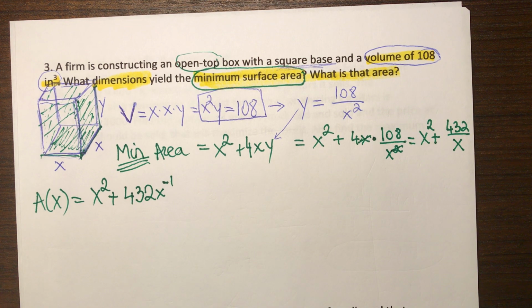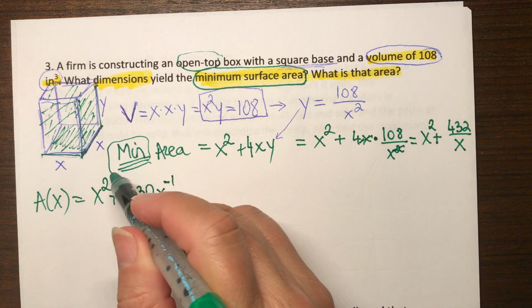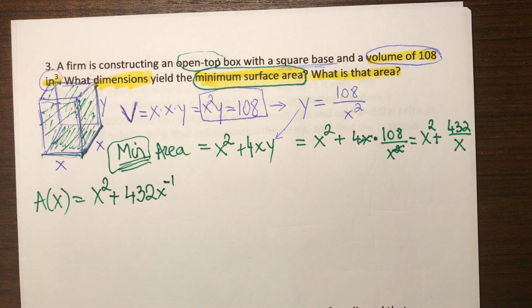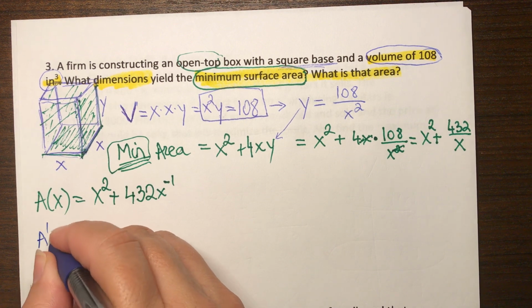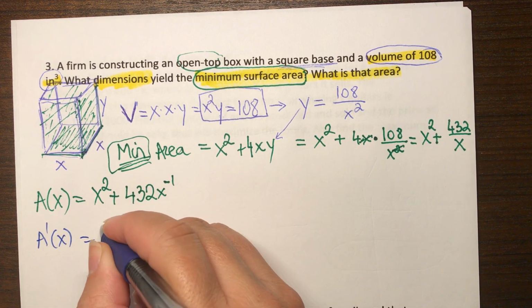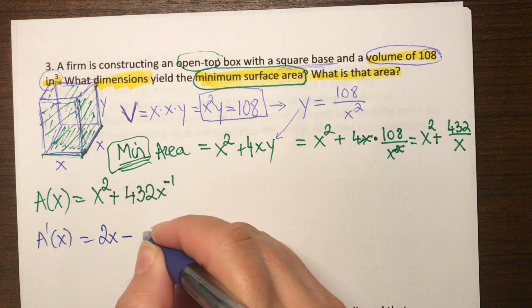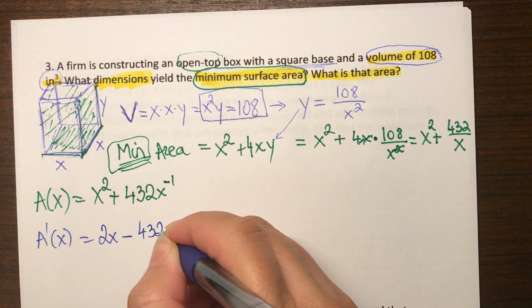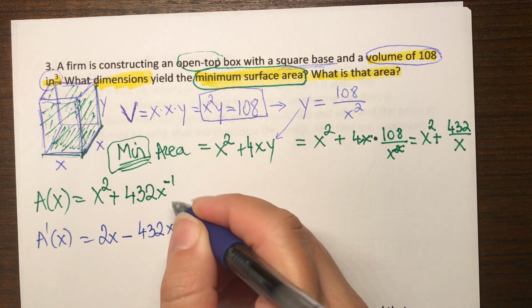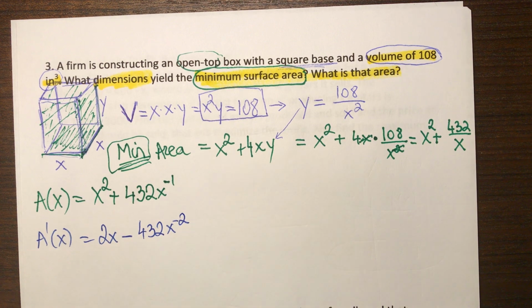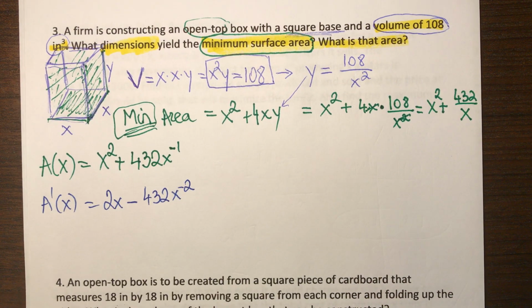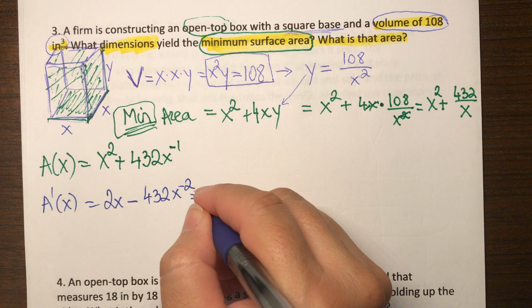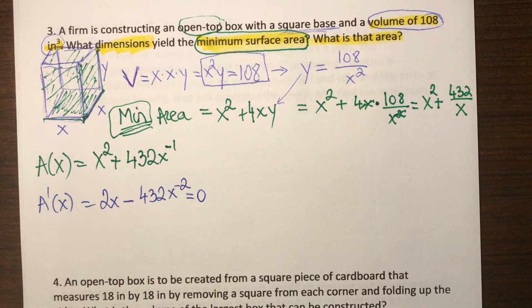Okay, so we want to find its minimum. Yes, find minimum or maximum. What do we do? Take the derivative, which is going to be 2x minus 432 x to the 1 less than negative 1, which is negative 2. Yes? What do I do with this function to find minimums or maximums? We set it equal to 0.